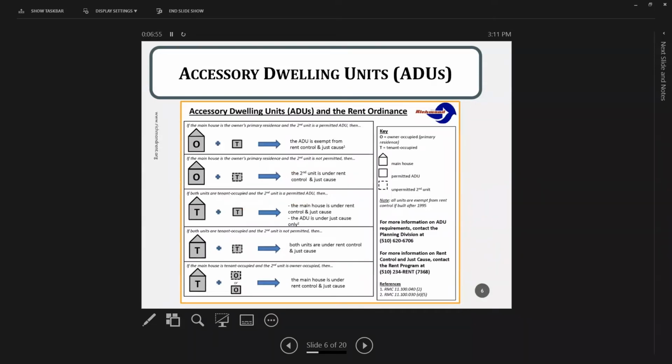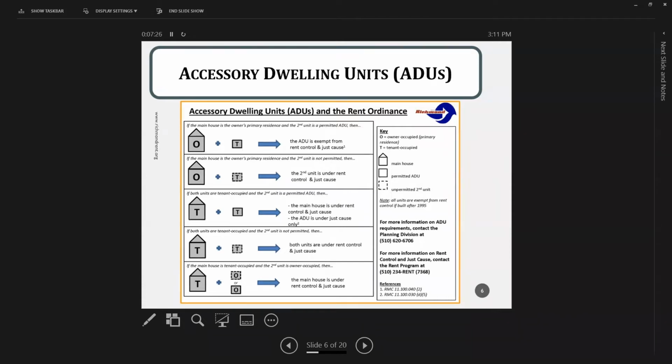The rent ordinance creates exemptions for accessory dwelling units or ADUs. This chart clarifies different scenarios with these exceptions involving the ADUs. The treatment of the ADU under the ordinance depends on whether the unit is permitted and whether the owner lives in the other unit.